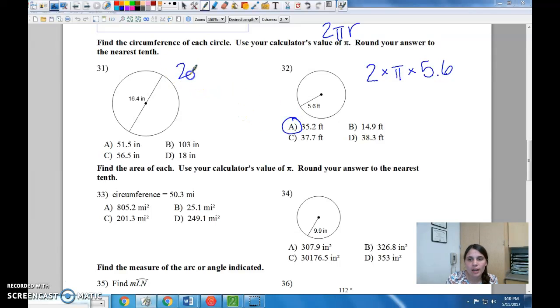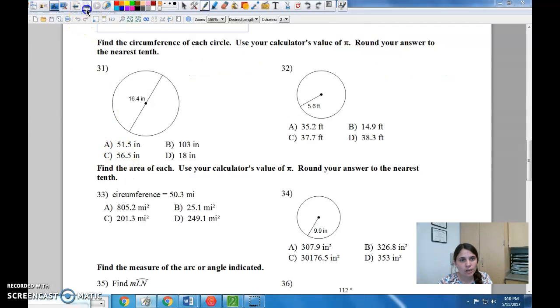And then on 31, I have 2 times pi times, well, this gives me the diameter, and I need the radius. The radius is half the diameter, so 16.4 divided by 2 is 8.2. If I enter that in my calculator, 8.2 times pi times 2 comes out to about 51.5.